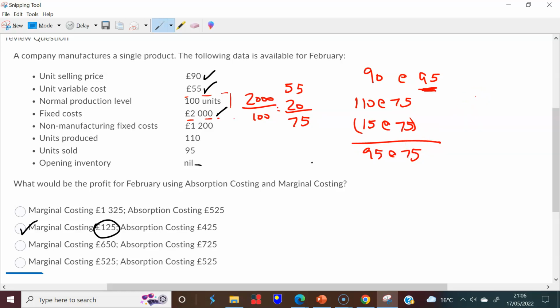So we have 90 times 95. So here, this here is 8550. Then you also have 95 times 75. And here you have 7125.